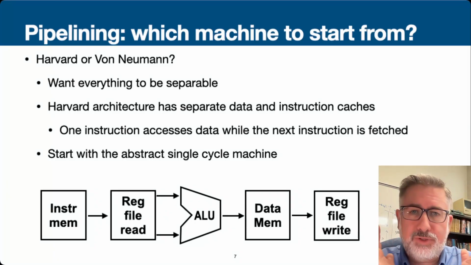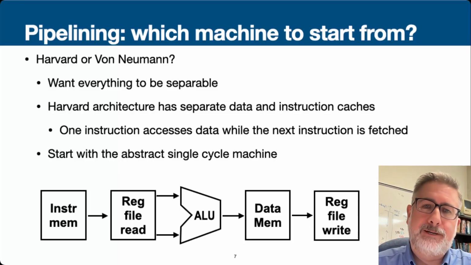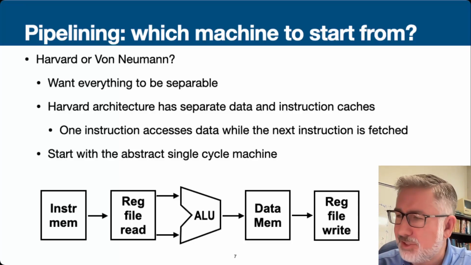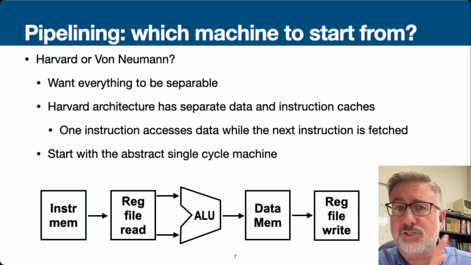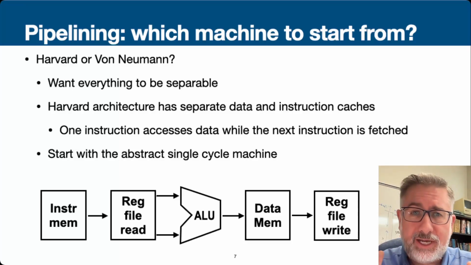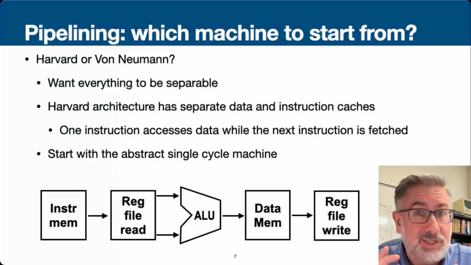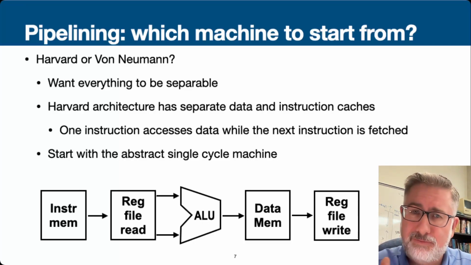So we're going to start with a very simplified version of our machine. In previous conversations, there is this idea of Harvard architectures versus von Neumann architectures. Harvard architectures, the idea is you split up operations into parts that you need, specifically that instruction memory and data memory are separated.